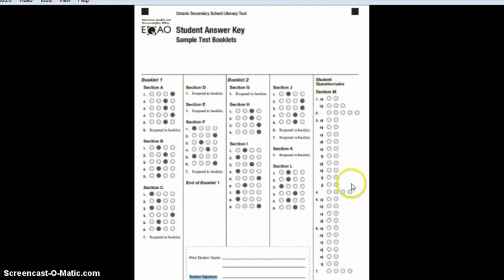And then there will be a section over here, a student questionnaire, and that's just something that you can answer at the end if you have time when you're writing the literacy test.